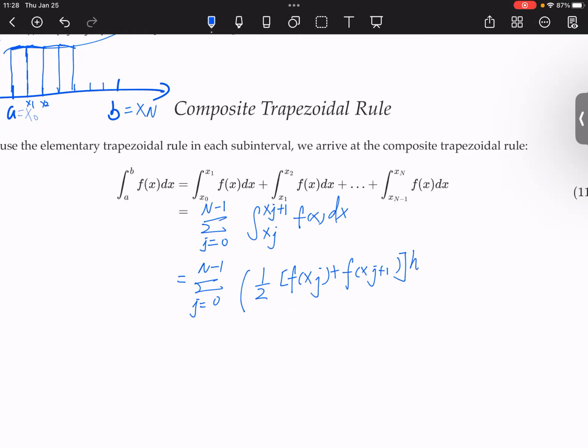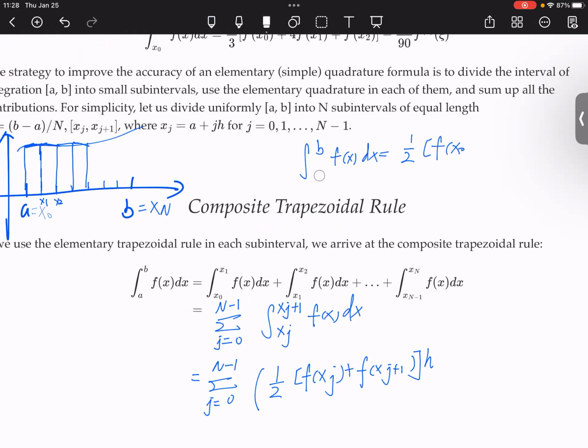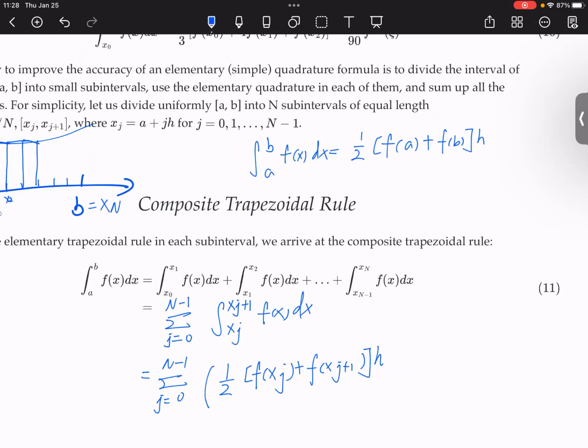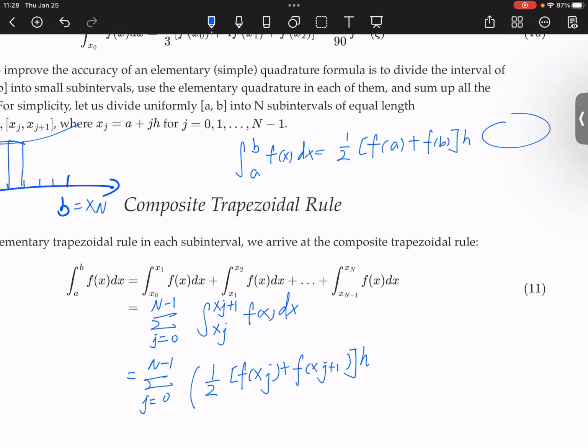The trapezoidal rule we learned from the last class looks like this: the integral of f(x) dx from a to b is approximately 1/2 times f(a) plus f(b), times h, and we have an error term as well from the last class. Now I'm going to replace the a with xj and the b with xj plus 1, and I also have one error term here for this approximation.